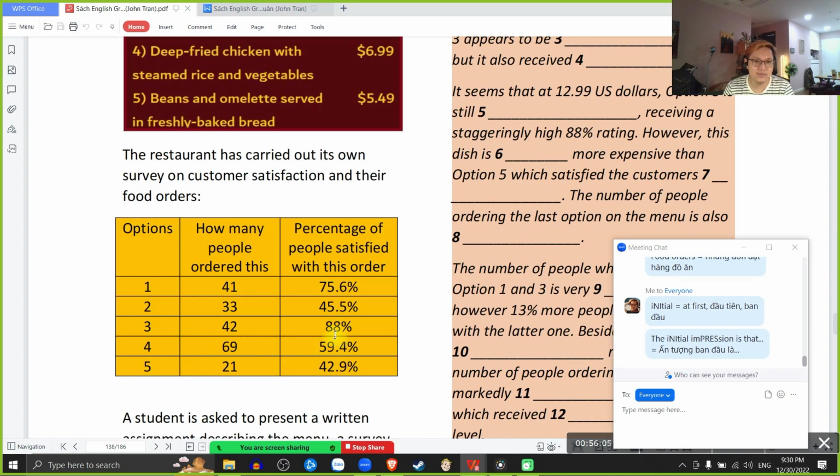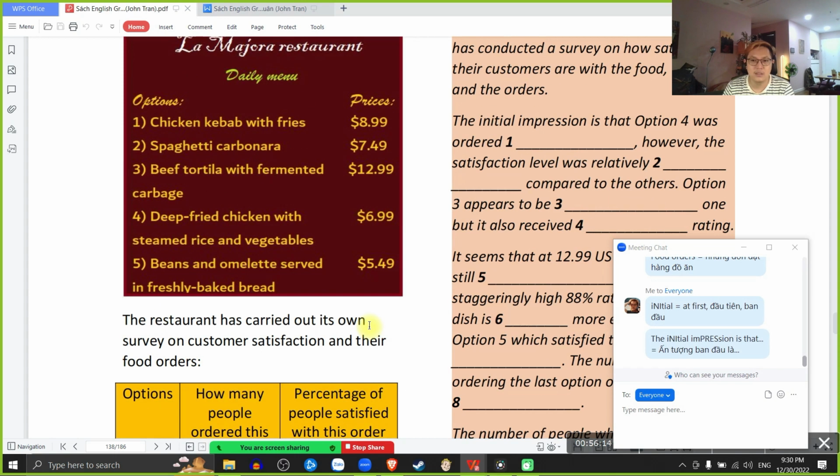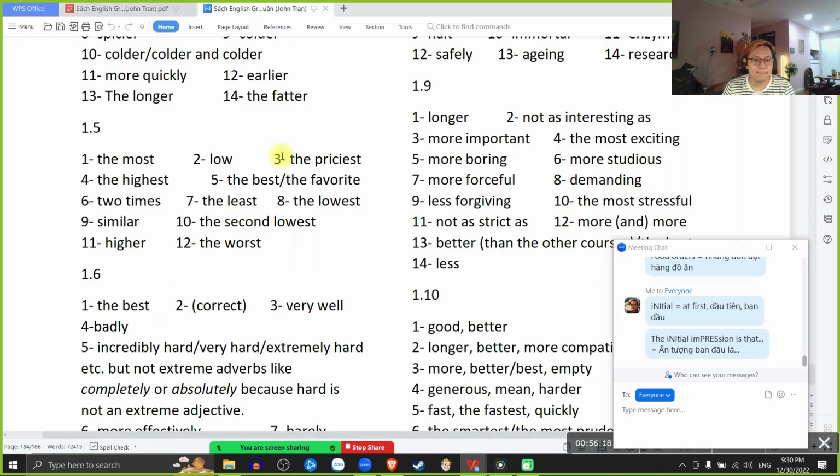Look at this one. It's just 59 something. Mãn nguyện chỉ có 59 phải mấy thôi. Là không cao lắm so với những thứ khác. It's not so big compared to the others. Option 3 appears to be the priciest. Cái option 3 có vẻ như là cái mắc tiền nhất.